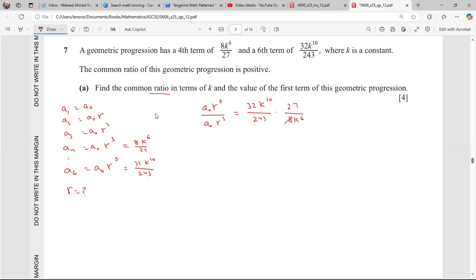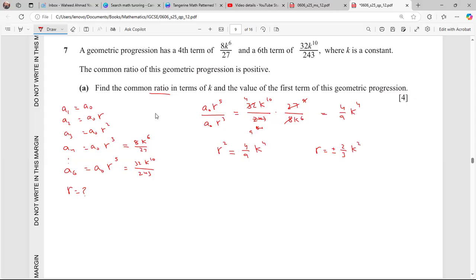So 8 times 4 is 32, and 3 nines are 27, so 243 divided by 27 is 9. So my answer is going to be 4 over 9. k power 10 minus 6 is k power 4. And on the left side, a0 cancels with a0, and I have r power 2 only. So r square is equal to 4 by 9 k power 4. So you can see that r is going to be plus minus 2 by 3 k square.